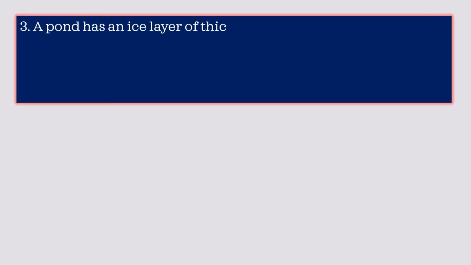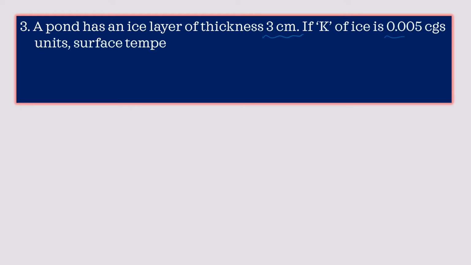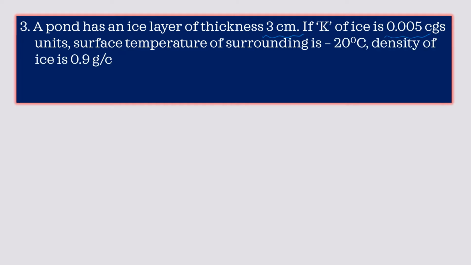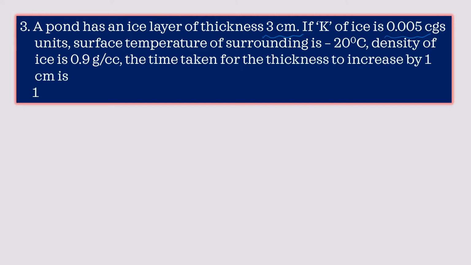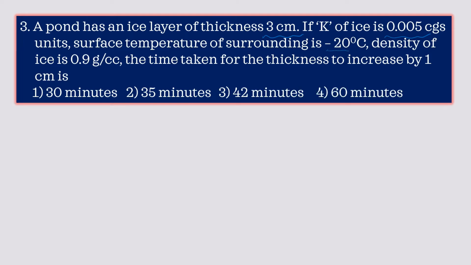A pond has an ice layer of thickness 3 centimeters. If K of ice is 0.005 CGS units, the surface temperature of surroundings is minus 20 degrees centigrade. Density of ice is 0.9 gram per cubic centimeter. The time taken for the thickness of ice to increase by 1 centimeter is. Now let us go to the solution.